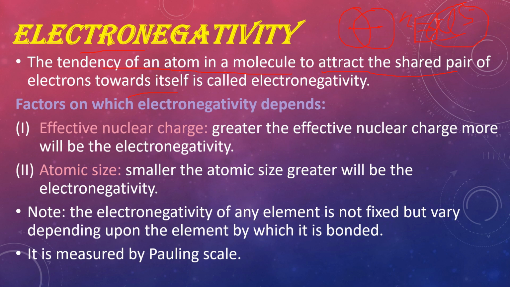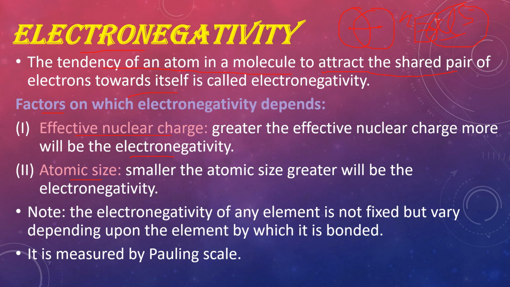Now, the factors on which electronegativity depends. The first is effective nuclear charge, or number of protons. The more the effective nuclear charge, the more the electronegativity. For example, here fluorine has 1 proton, chlorine has 17 protons. So 17 protons means more effective nuclear charge, so chlorine attracts the electron pair towards itself with greater force. Hence chlorine is more electronegative.